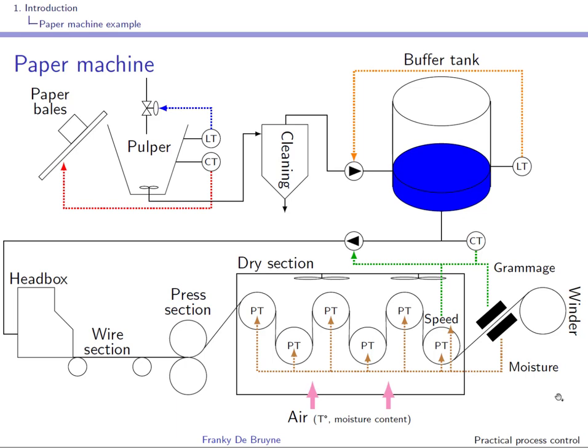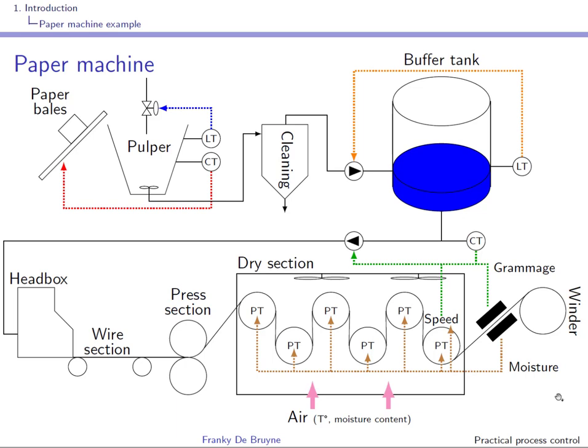Let us consider a stock consistency change. You can do two things. The first thing that you could do is wait until the effect of the consistency change has produced a change in the grammage, and then your controller will react. This is the reactive way, and it will be slow. What you could do instead is act immediately as soon as you sense the consistency change and adapt the stock flow accordingly. And this is the proactive way.